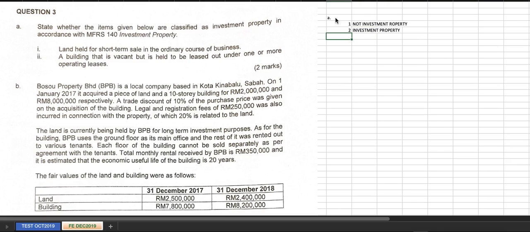Okay, we move on to part B. Bauso Property Berhad is a local company based in KK, Sabah. On 1st January 17, it acquired a piece of land and a 10-story building. So you have two assets here: land and building. If I jot down the information on 1st January 17, we have land of 2 million and also building 8 million.